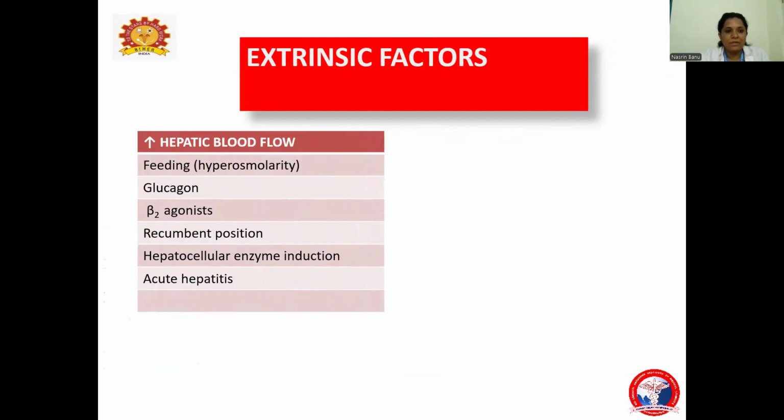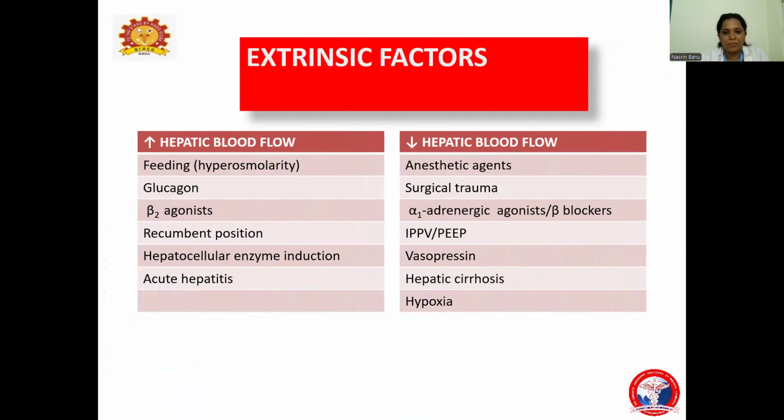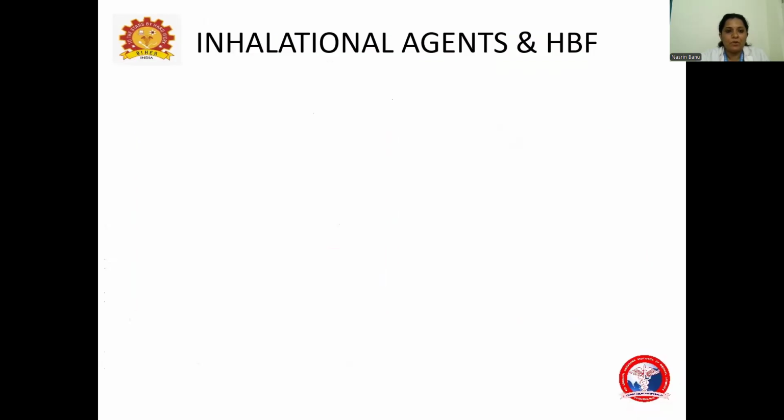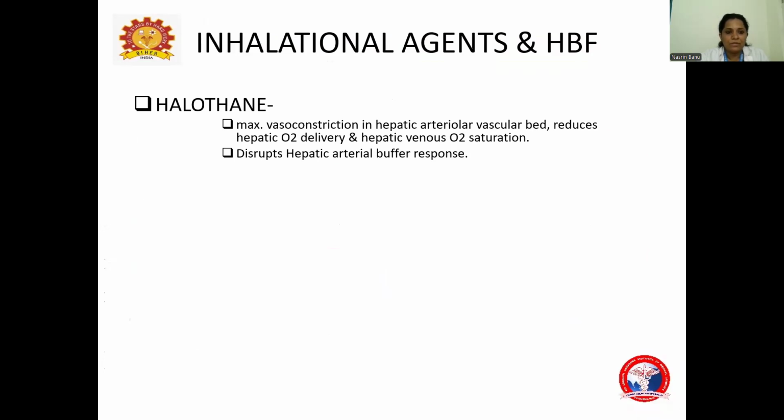The extrinsic factors that increase the hepatic blood flow are feeding, glucagon, beta 2 agonists, recumbent position, hepatocellular enzyme induction, and acute hepatitis. Whereas factors that decrease the hepatic blood flow are anesthetic agents, surgical trauma, alpha agonists or beta blockers, IPPV, vasopressin, hepatic cirrhosis, and hypoxia.